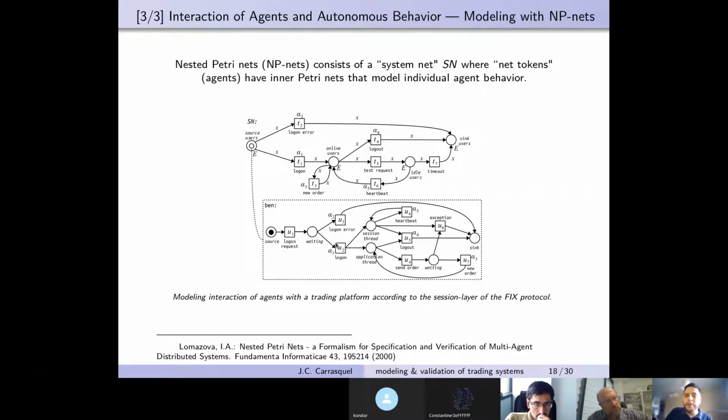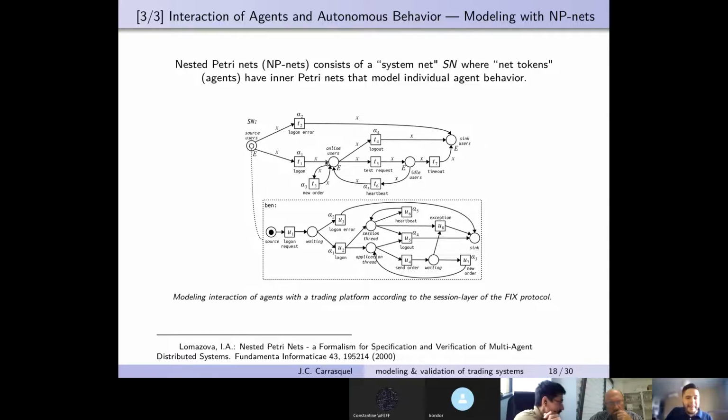In this way, we can model how multiple agents interact, where the agent is represented by the net token and it has an internal behavior. What do I mean by internal behavior? An ordinary Petri-net where we describe what should be the expected behavior for this particular agent, again in terms of control flow: the activities that the system, in this case the platform, and the agents can execute, and their causal dependency.